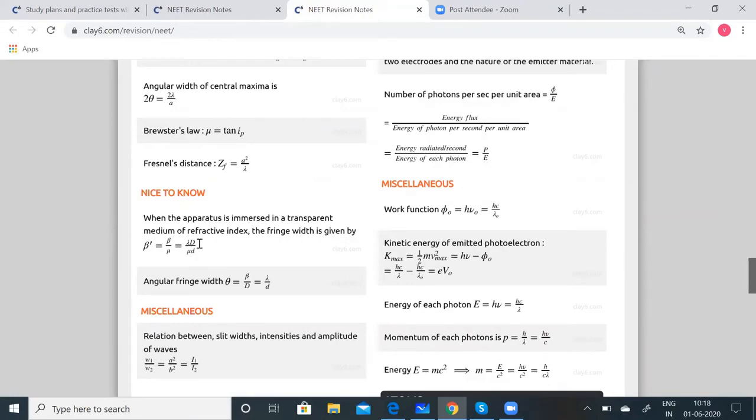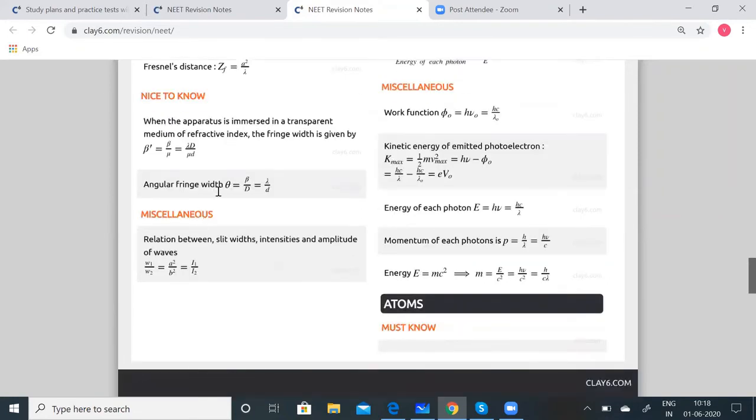Lambda is the wavelength. Angular fringe width theta is equal to beta by D, which is equal to lambda by d. So having known all the values, you can actually calculate the angular fringe width. This is not very important, but still you can know it. Relation between slit widths, intensity and amplitude of waves: W1 by W2 is equal to a squared by b squared is equal to I1 by I2.